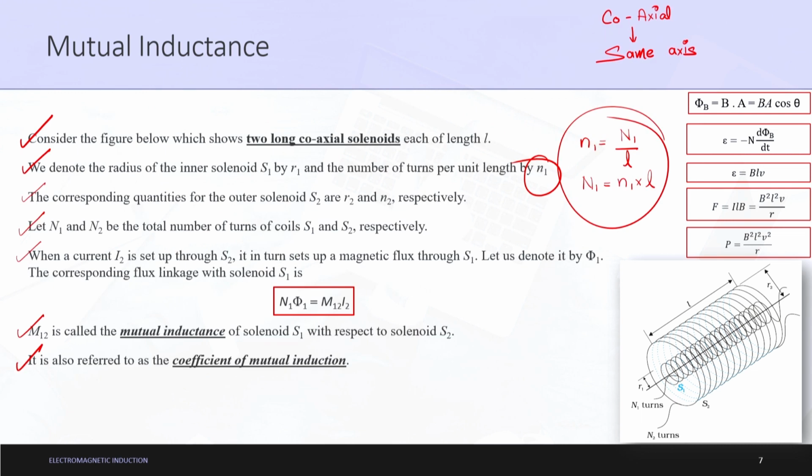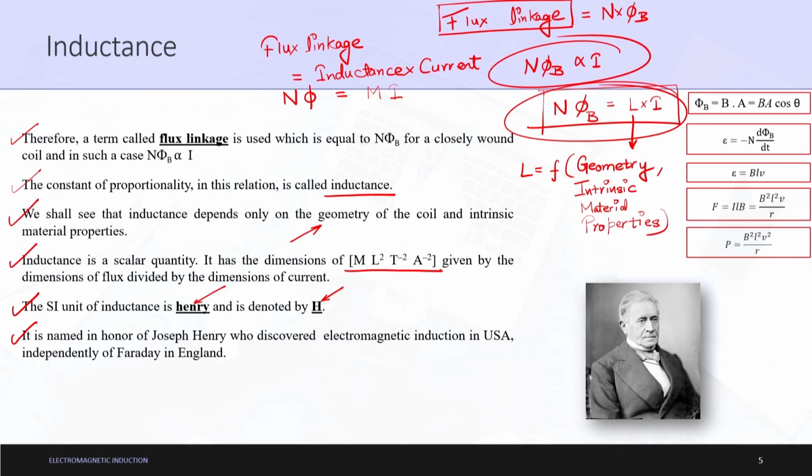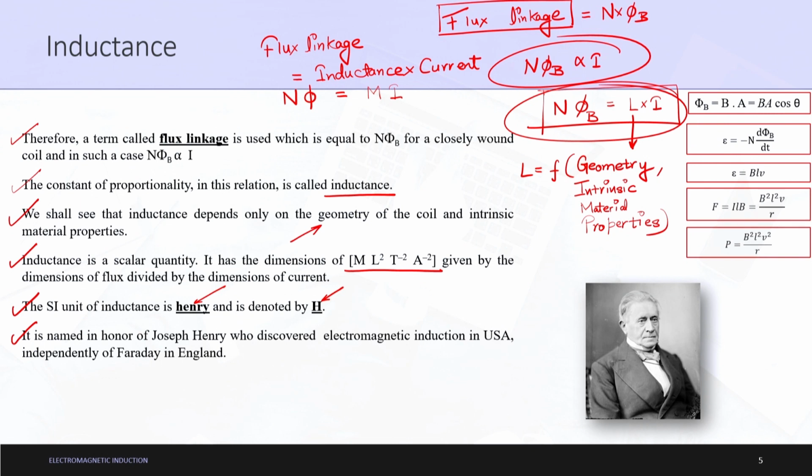So finally, this was the first concept of mutual inductance. What we learned today was that flux linkage is a very important term. What is flux linkage? It is nothing but N into phi. N is the number of turns, and phi is the magnetic flux going through that area. Here that area can be a solenoid. N phi is directly proportional to I, and removing the proportionality, we write N phi B is equal to L into I. L is inductance, which is a function of geometry and intrinsic material properties. The SI unit of inductance is Henry, denoted by H.